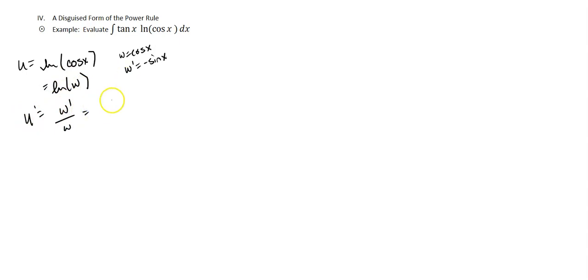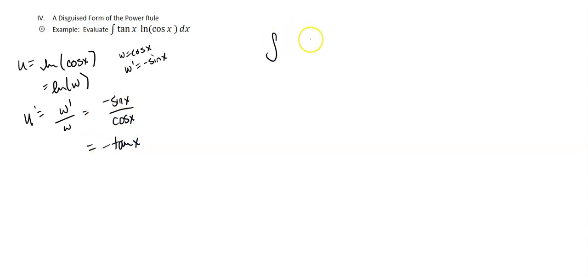But with this one, if I recognize that I let u be the natural log of the cosine of x, and I find a u prime using a chain rule here, w would be cosine of x, w prime would be negative sine of x. So if I let this be the natural log of w here, then u prime would be w prime over w, which would be negative sine of x over cosine of x, which would be negative tangent of x.